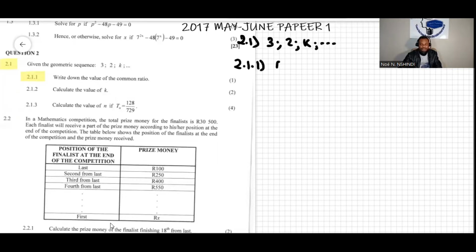2.1.1. So we're looking for R. R is the common ratio. Because here they said geometric sequence, we understand that there is a common ratio here, R. Now, R is given by Tn over Tn minus 1. That's the common ratio. So this simply means that I can take any term, but I prefer to use the terms that are defined. So I'm going to take this term and that term. So I can say R will be equal to 2 over 3. So R is 2/3.